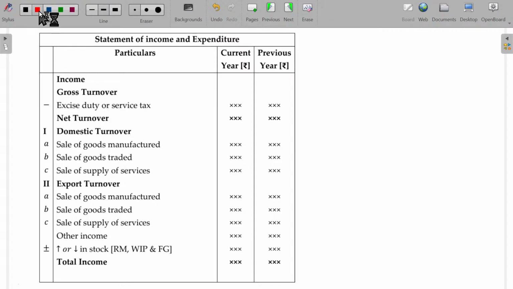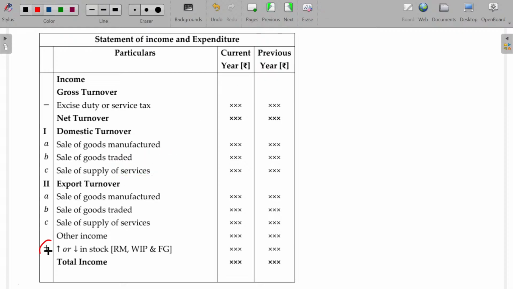What will you do? You may be a trader buying and selling goods. You may be a manufacturer, in that case you show sale of goods manufactured. You may be a service provider, then supply of service. All the three. I may be a service provider, or I may be a trader buying and selling, otherwise I can manufacture and sell. Whatever the nature may be, I have to show all these revenues clearly here, domestic as well as international. Is that okay?